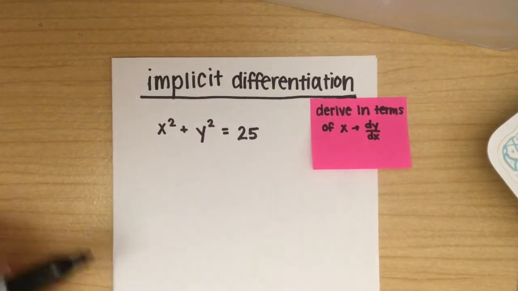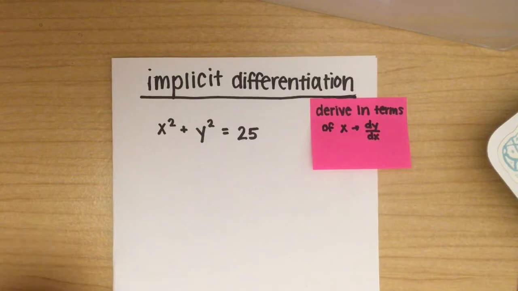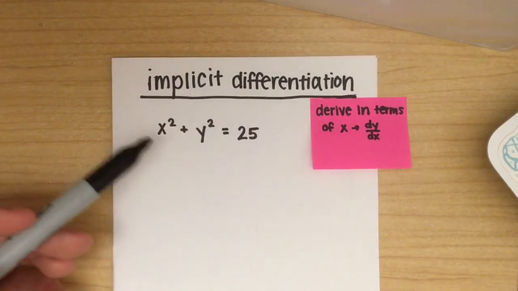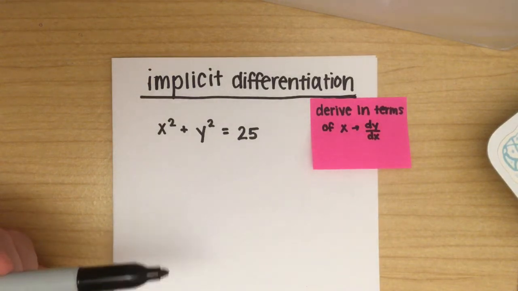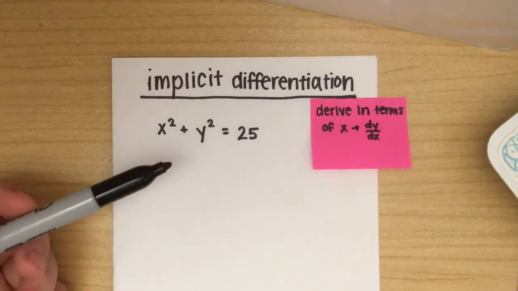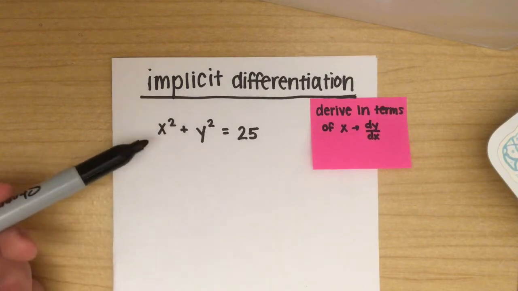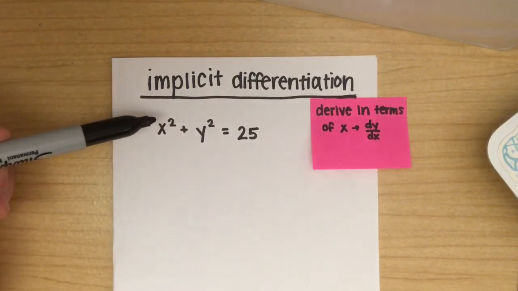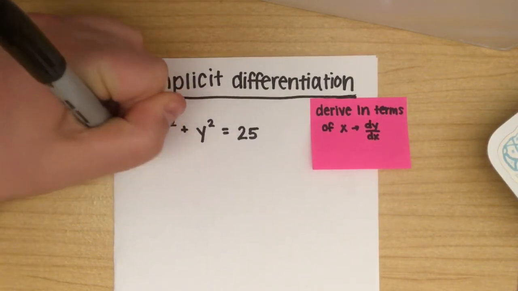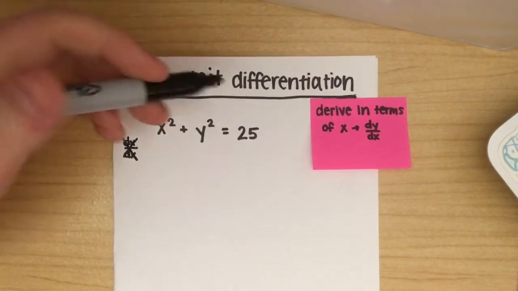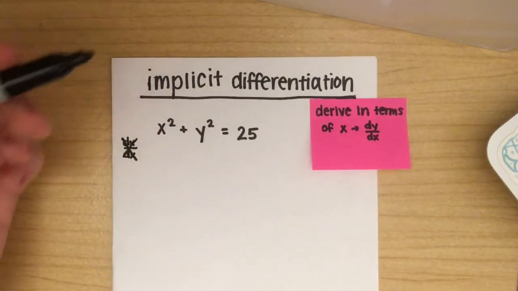Differentiation, and this problem, as you can see, isn't in terms of any one variable. Both of them are on the same side, so you could solve for y and find the derivative normally, but that takes more time, and implicit is a lot easier. In this, you will derive in terms of x, so when you take the derivative of the x value, it will go to dx over dx, so that just cancels out.